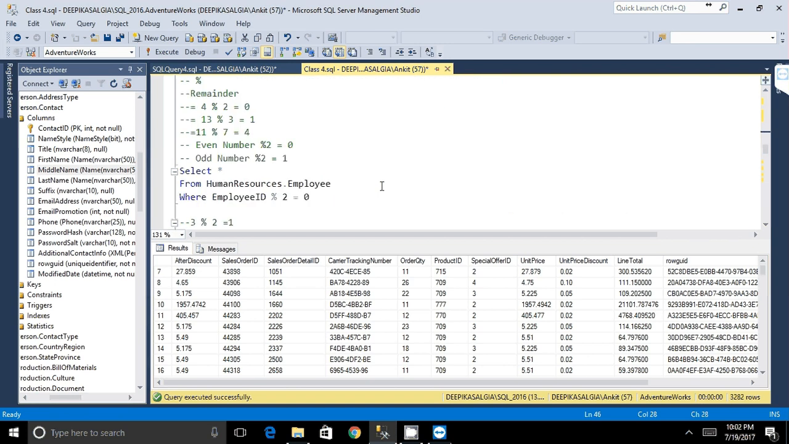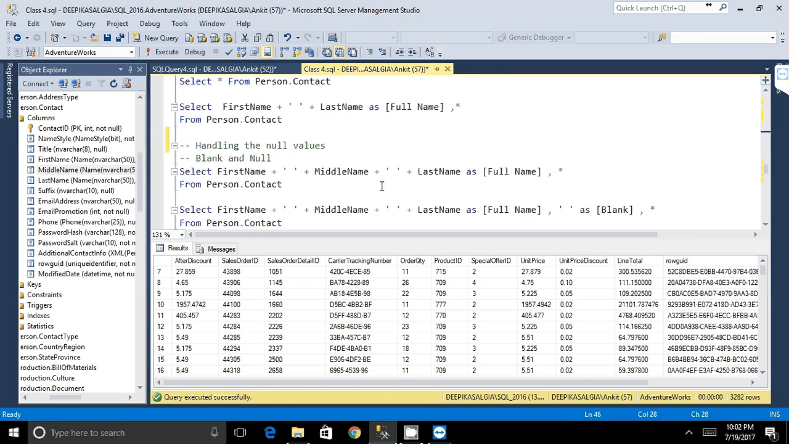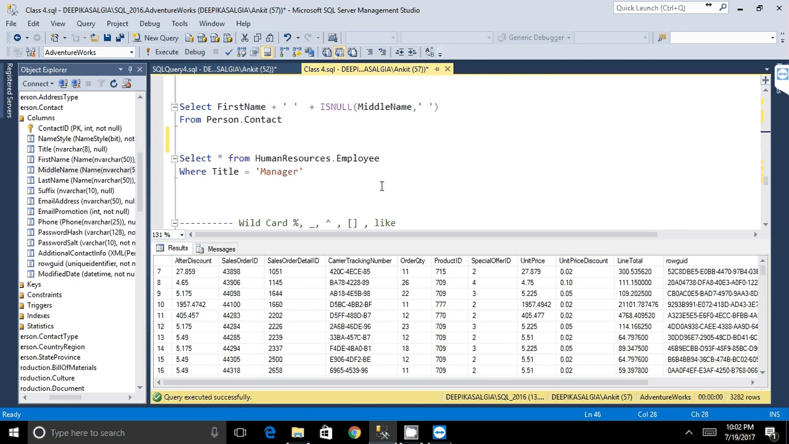Okay. Any questions about this? Any questions about mathematical operators? Does anyone have any concern about using the arithmetic operators or anything? Okay.